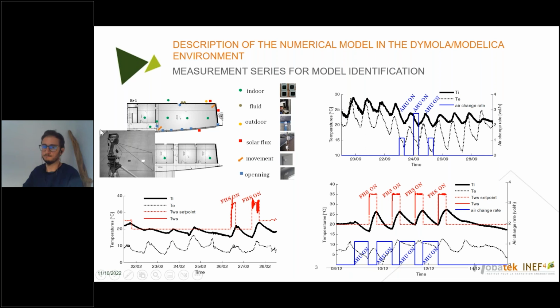So what was done is to perform some measurement series to make the validation or the calibration steps of the model. So first we have to create these measurement series. So we perform several thermal excitations. The goal is to catch the dynamic of the building and identify the parameters of the model that I will present after. So as you can see here, we force heating or cooling.